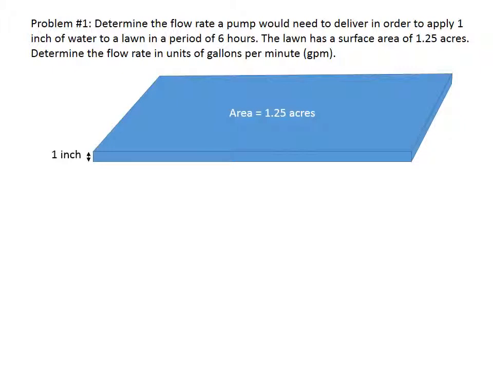And so really what we're looking for is what is the volume of 1 inch of water that covers an area of 1.25 acres. The first thing we need to do is determine, in units that we're comfortable with, what an acre is. Looking on the internet, we find that 1 acre is 10 square chains, and 1 chain is equal to 66 feet. Using that, we'll take the area, convert that into feet, and take the thickness and convert that into feet, and then take the volume in cubic feet and convert it into gallons.